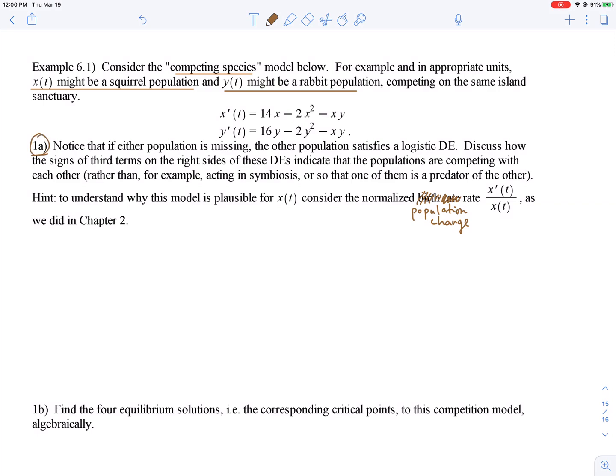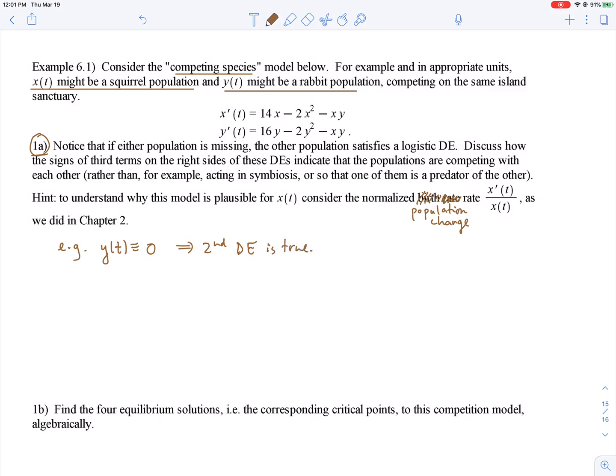So in part A, if we look at this, if either population is missing, and one of the populations can be missing, so let's assume, for example, y of t is identically 0. So there are no rabbits. Well, then the second equation is true, because y prime will be 0, and there's a y in every term on the right, so the right-hand side will hold.